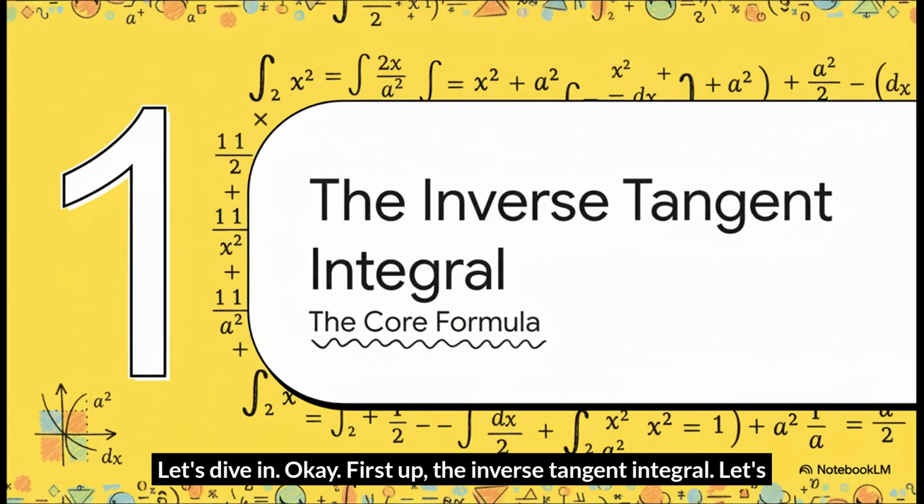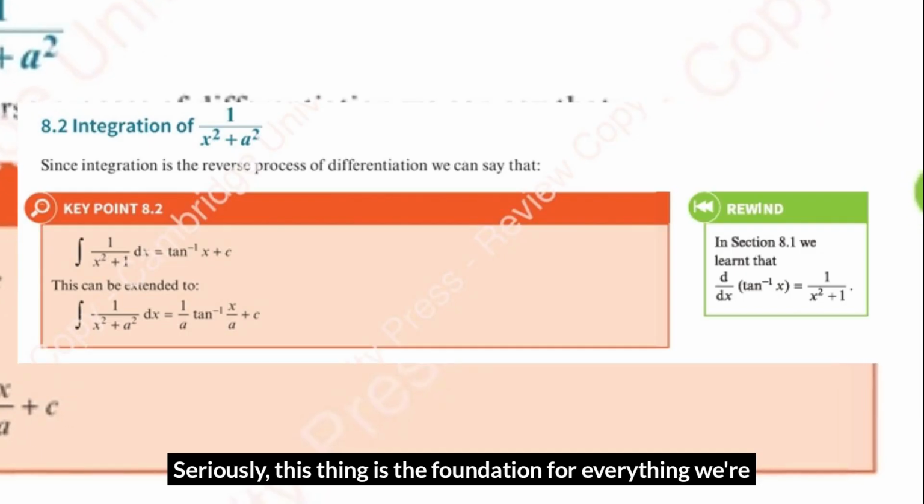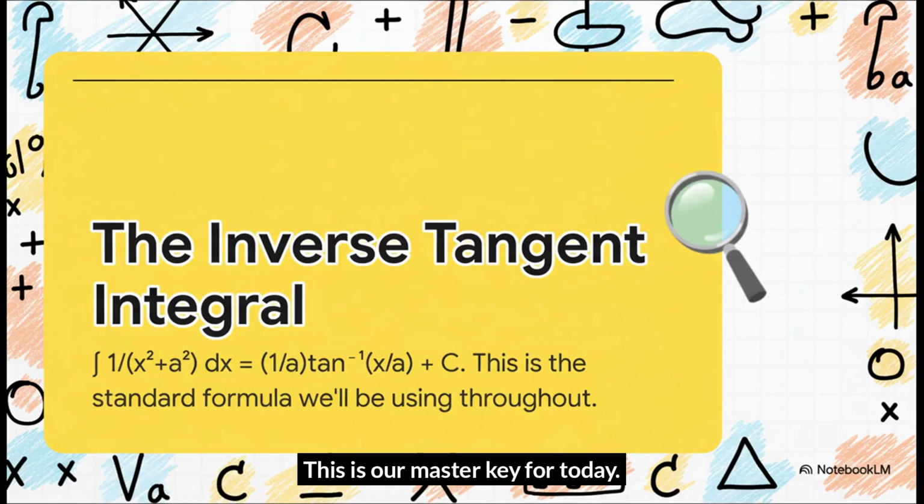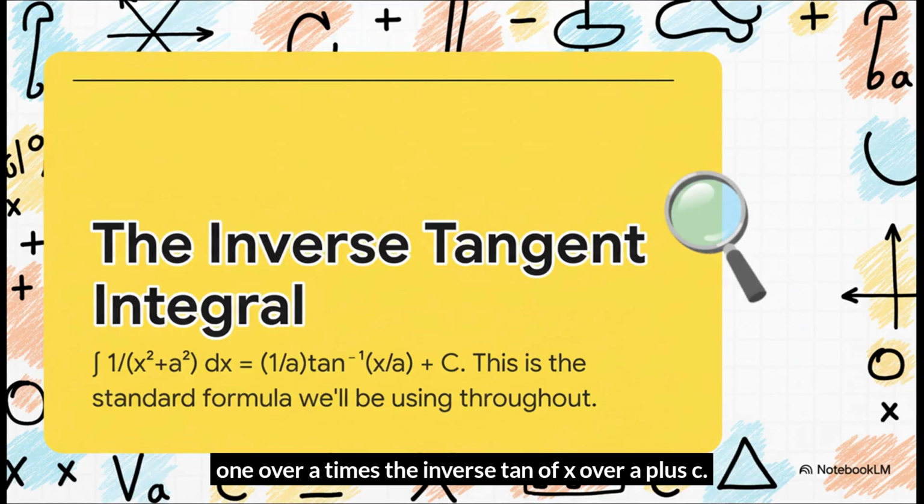Okay, first up, the inverse tangent integral. Let's get right to the core formula. Seriously, this thing is the foundation for everything we're doing today. And here it is. This is our master key for today. The integral of 1 over x squared plus a squared turns into 1 over a times the inverse tan of x over a plus c.